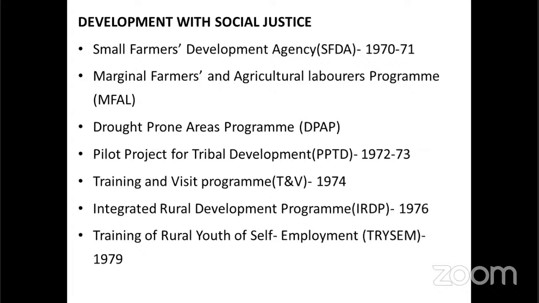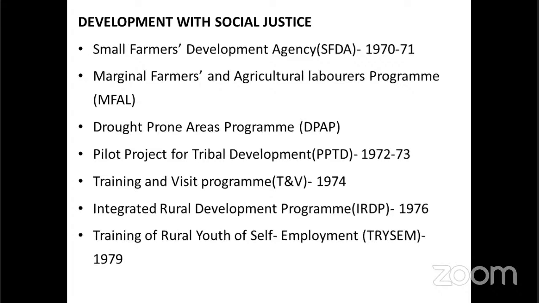Next one is the Training of Rural Youth for Self-Employment, TRISEM, as the name implies. Rural youth means youth between the ages of 18 to 35 years, and they are given training. So that is the training of rural youth, TRISEM. It came in the year 1979.